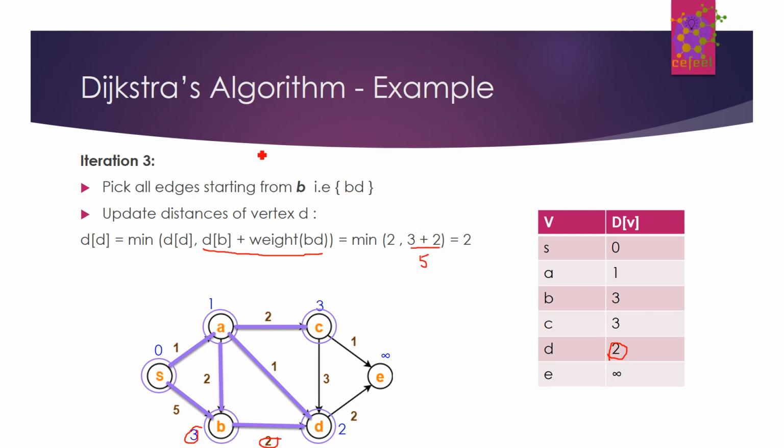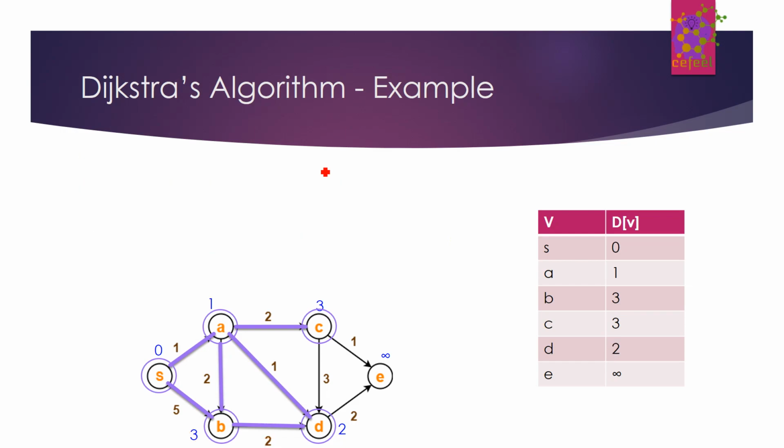That's why we take the minimum of 2, which was the original path, and the new path that we have found, and we keep it as 2. So we don't update the node D, or we don't update the shortest path of D anymore. So we are done with vertex D.